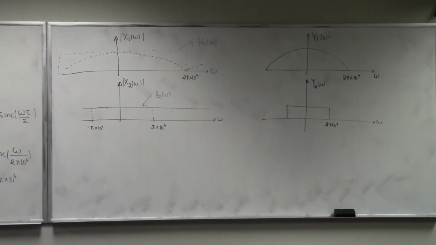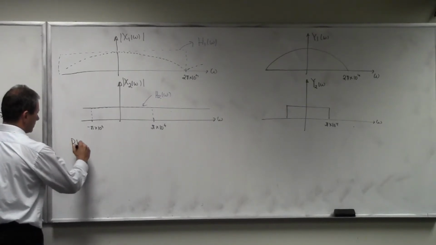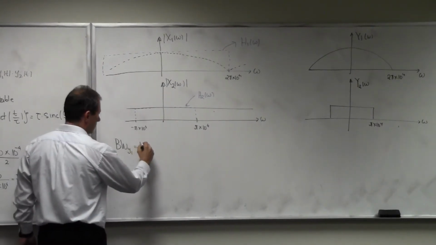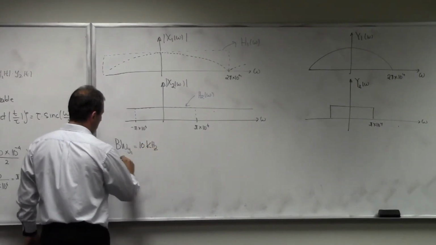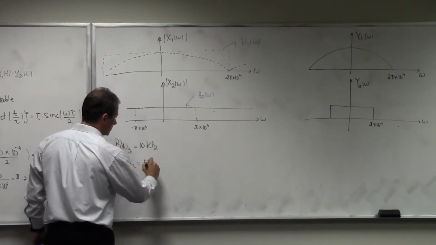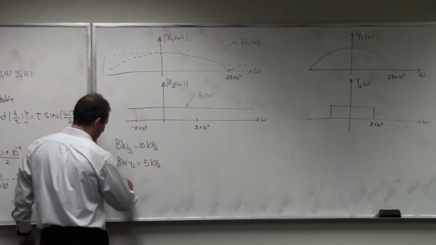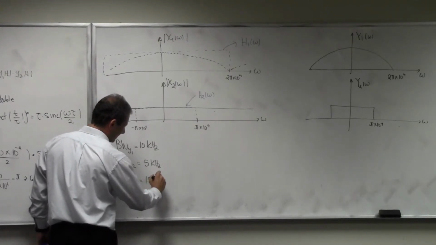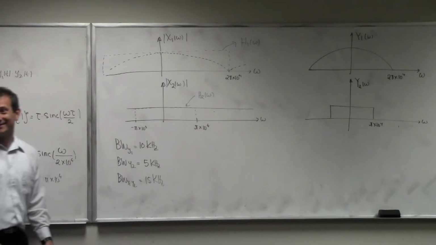And the last one is the bandwidth. Find the bandwidth of Y1, Y2, and Y. Let's just say the bandwidth of Y1 is what? In hertz, it's 2 pi times 10 kilohertz over 2 pi, so 10 kilohertz, right? Bandwidth of Y2, 5 kilohertz. And the bandwidth of the product, 15. Beautiful.